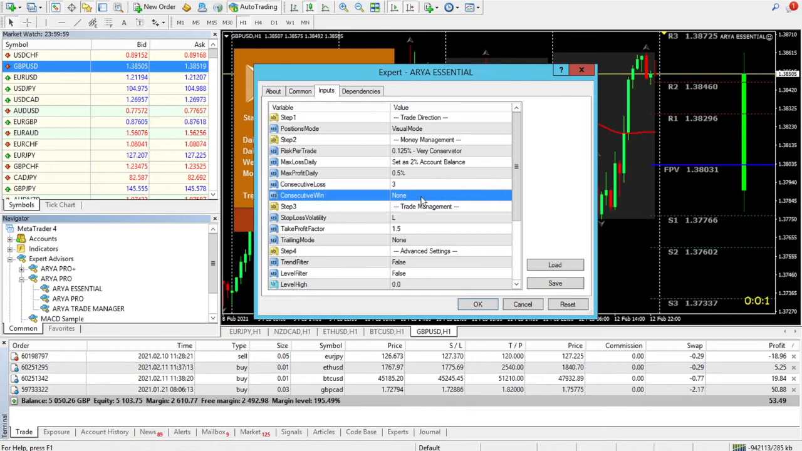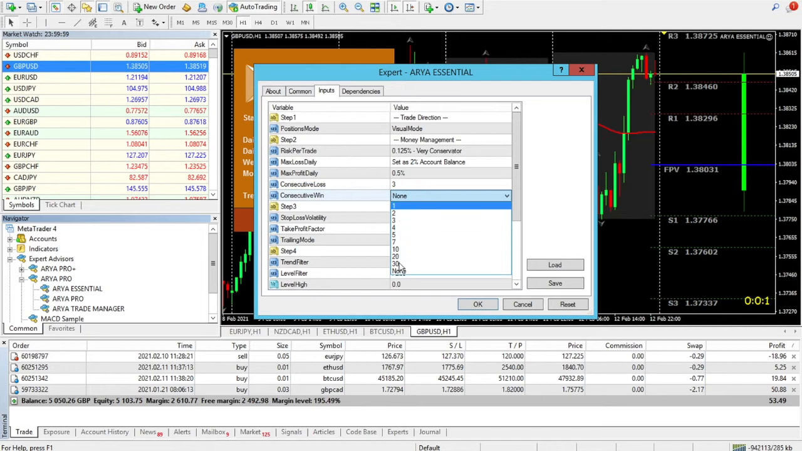In exactly the same way, consecutive wins is a set maximum consecutive wins per asset that I can have in one day, which is cumulative. You can choose from 1 all the way up to none, which is unlimited. If I choose 1, Arya will stop trading the asset when 1 win has been realized. And again, if I choose 5, Arya will stop trading after 5 consecutive wins.